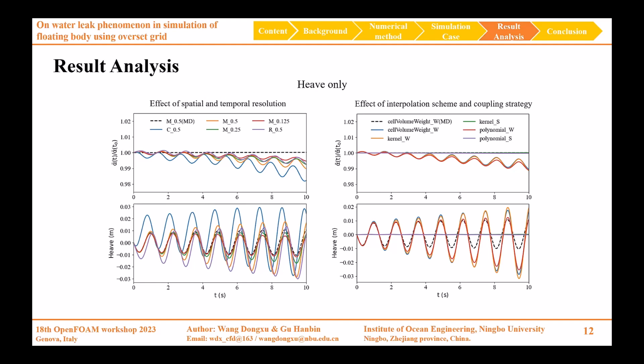The right figure displays the effect of interpolation scheme and coupling strategy. Here, W and F represent weak and strong coupling. It is clear that once the strong coupling strategy is used, the water leak phenomenon disappears and the box can stay still.